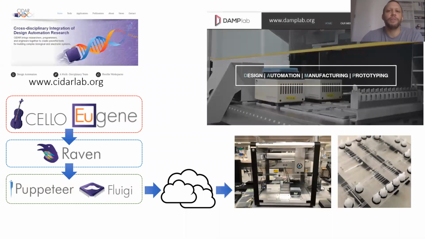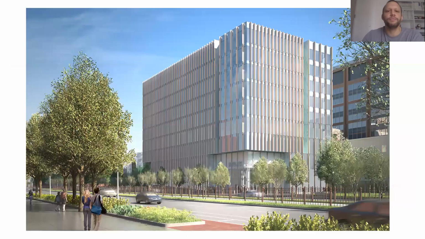And the biological cloud could be something like the design, automation, manufacturing, and prototyping lab, where designs created in silico could then be fabricated and tested at a distributed set of manufacturing facilities that are all doing things in a replicable, automated way to provide services democratized across the entire community.